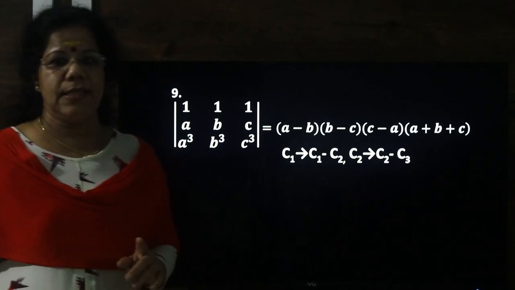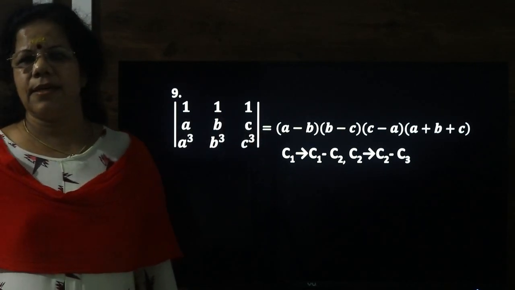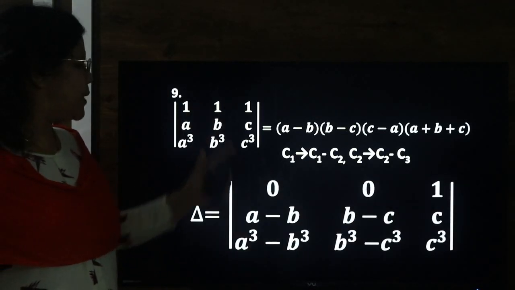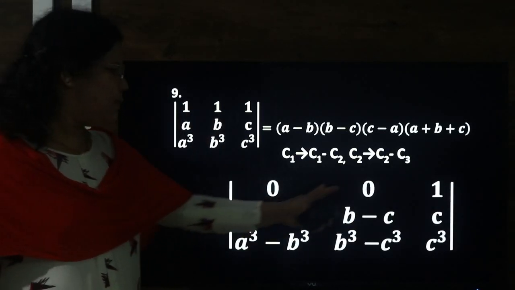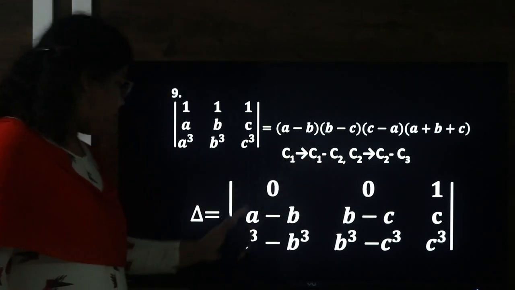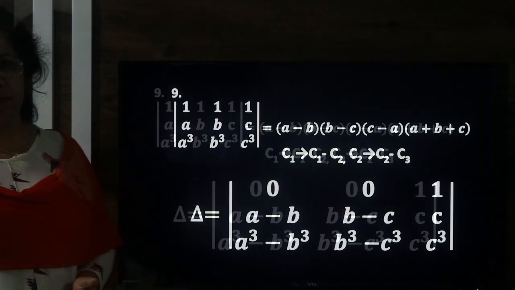Using that identity, we can take those common factors outside. Let us see what will happen. It is already told, this 1 becomes 0. So 0 0 1: C1 and C2 have undergone the changes, and C3 is as it is, 1, c cube.